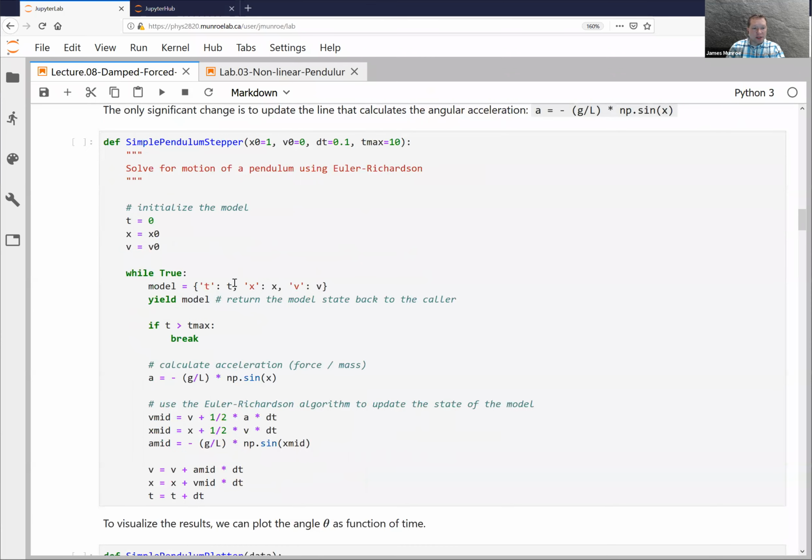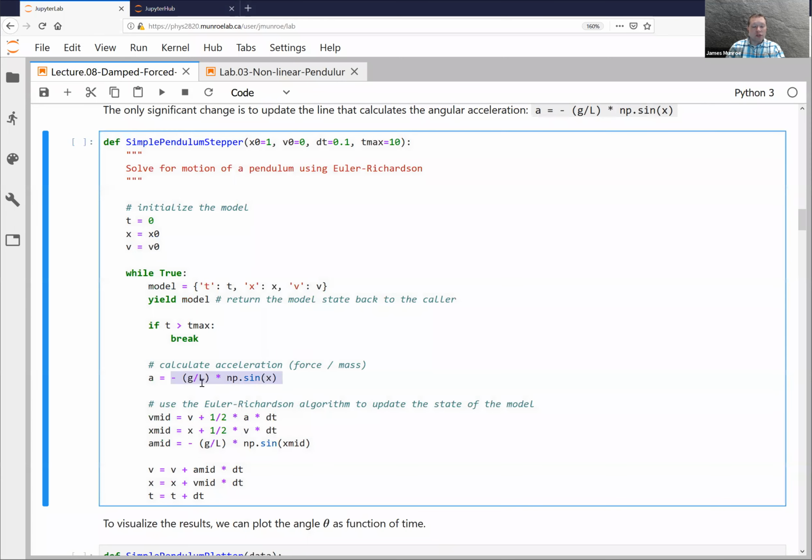It's got the same basic setup. We initialize our model. We're going to stop when we've reached a maximum time of Tmax. And I'm going to use an acceleration of g over L times the sine of x. Now, all our mathematical functions come in NumPy, so that's why the np is there. And if we're doing the Euler-Richardson method, this is a little more complicated than just basic Euler. The idea is we're going to estimate what the acceleration and the velocity are at halfway through the interval, as we talked about last week.